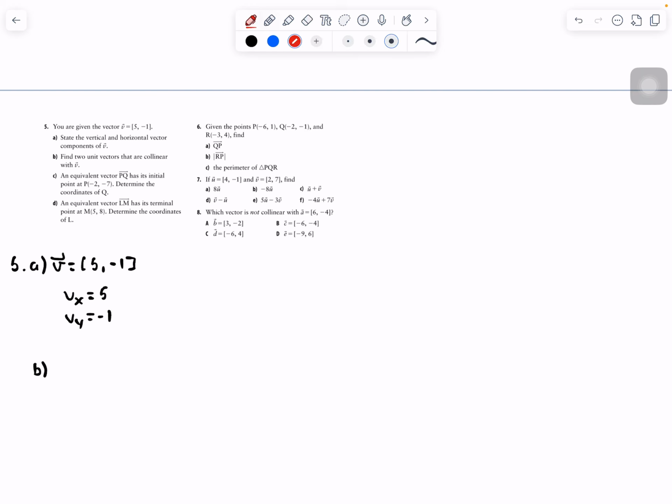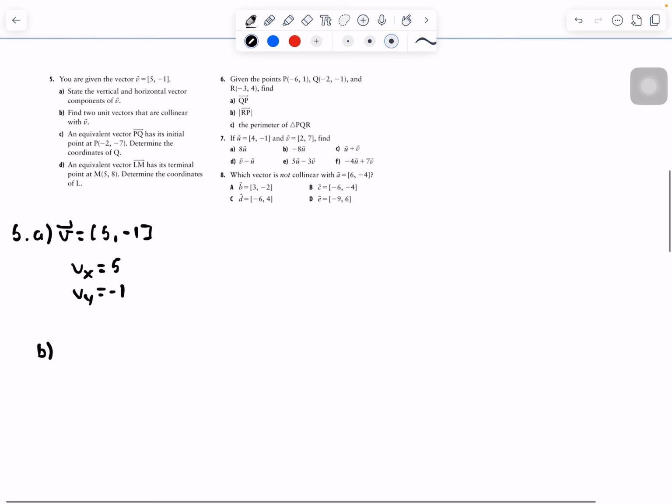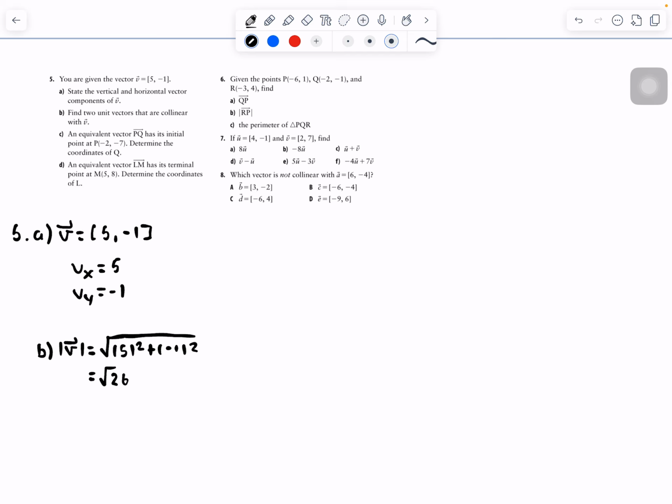Alrighty, so let's begin. We first have to find our vector's magnitude, so let's do that. The magnitude of v is equal to, using the Pythagorean theorem, the square root of 5 squared plus -1 squared. We get the square root of 26.